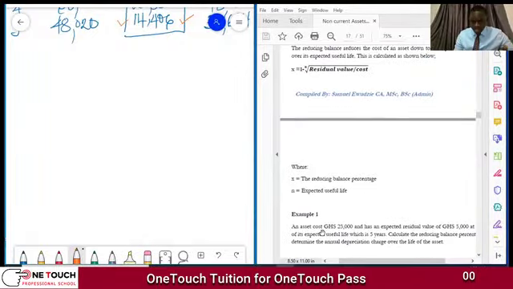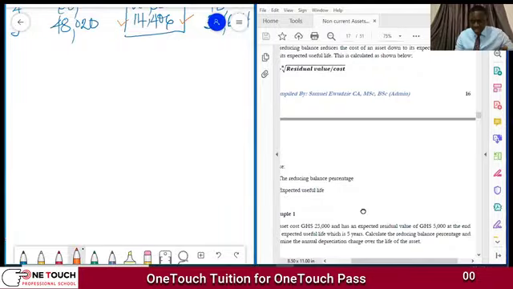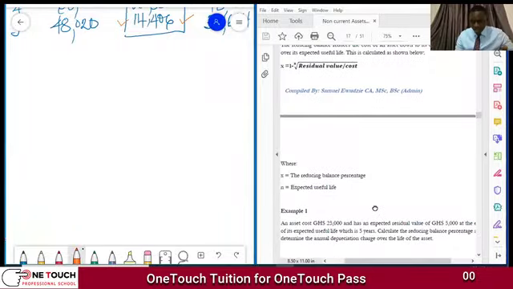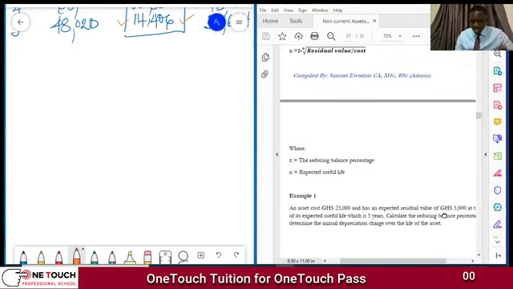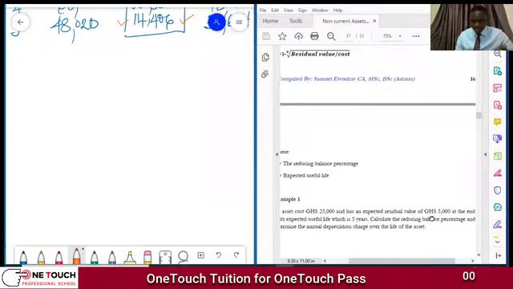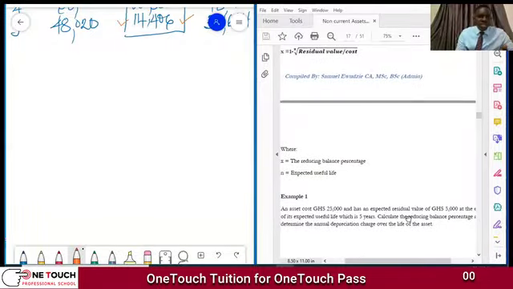An asset costs 25,000 and has an expected residual of 5,000 at the end of its expected useful life, which is 5 years. Calculate the reducing balance percentage and determine the annual depreciation charge over the life of the asset. Good. So we have X. That's a determination of the what?